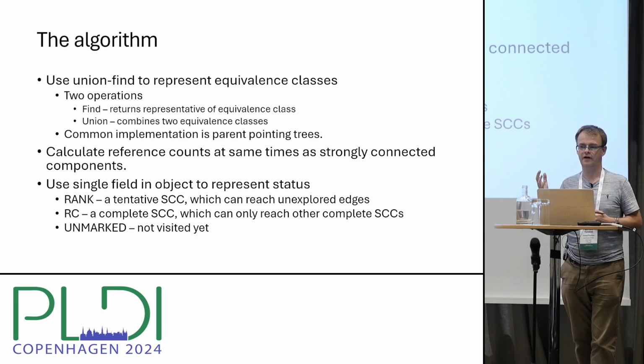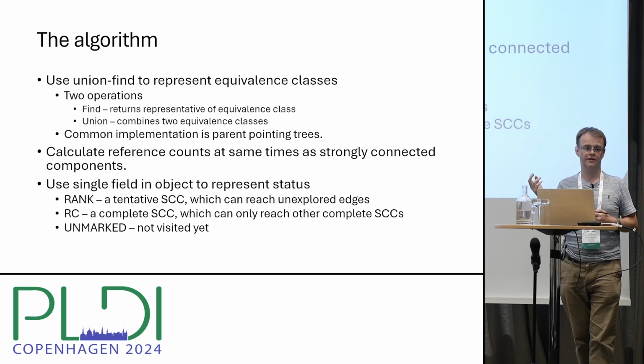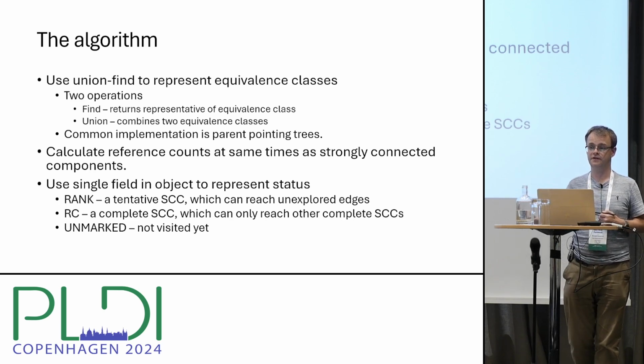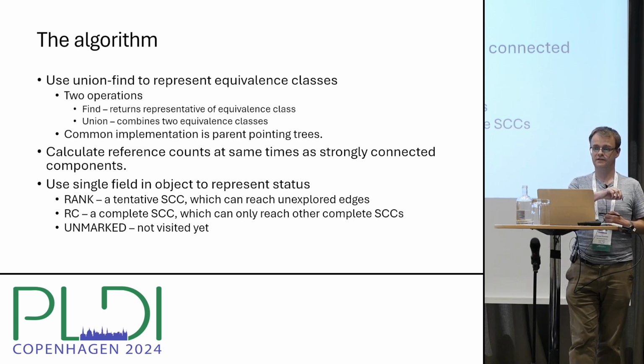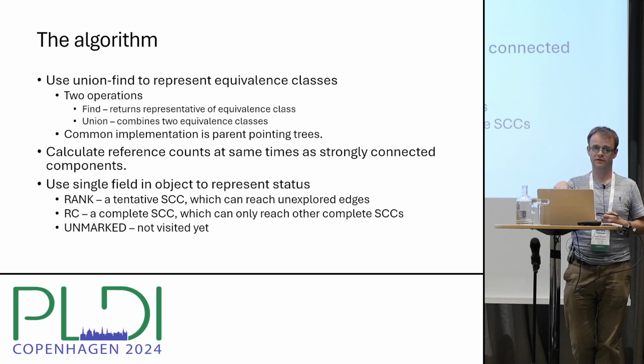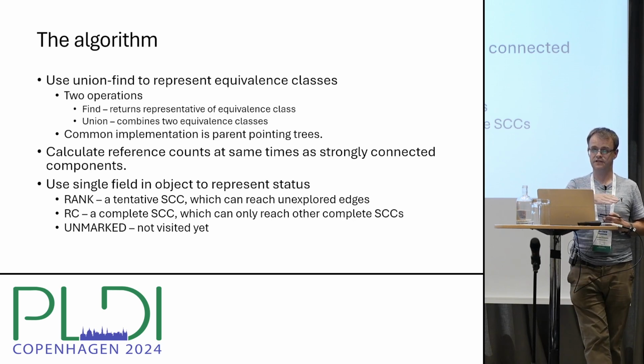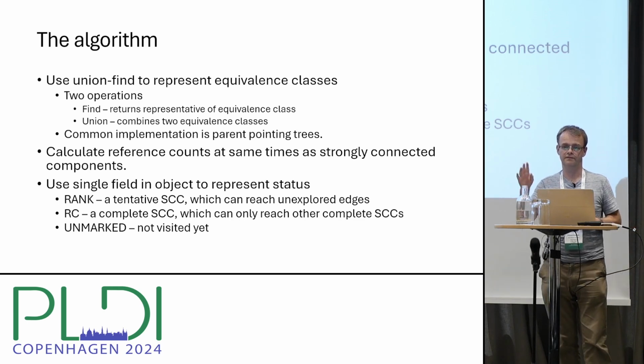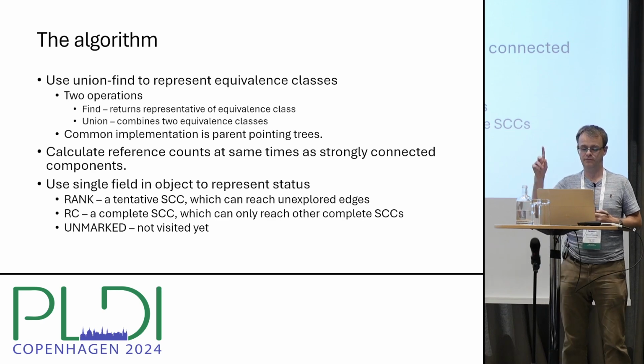This audience perhaps isn't as aware of union find as the theorem proving people, but it's a good way of representing equivalence classes. You keep 2 operations around. One is: tell me the representative of the equivalence class, so it gives you something you compare for equality. You can ask whether 2 objects are in the same equivalence class by finding their representatives and checking if they're the same thing. If they are, then they're the same. And union, which allows you to merge 2 equivalence classes. The common algorithm for this is parent pointing trees.